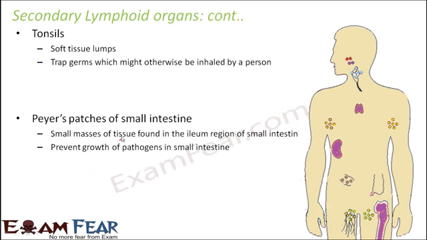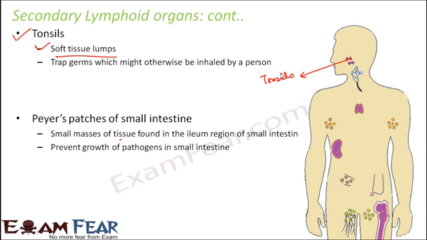So now the next secondary lymphoid organ is tonsil. So what are tonsils? These are soft tissue lumps, and this is present somewhere here, near your throat area. So that is where you see tonsils, and they exist in pairs. So there are two tonsils, one on either side at the back of the mouth. Now the size of the tonsil varies from person to person. Some of them are quite small in size, for some it is a little larger.